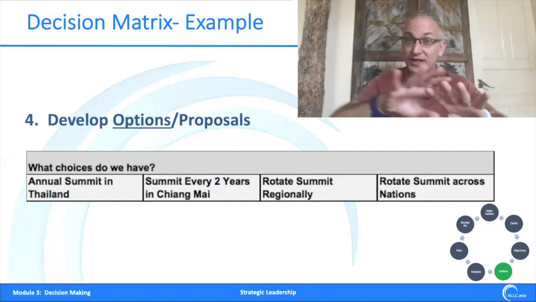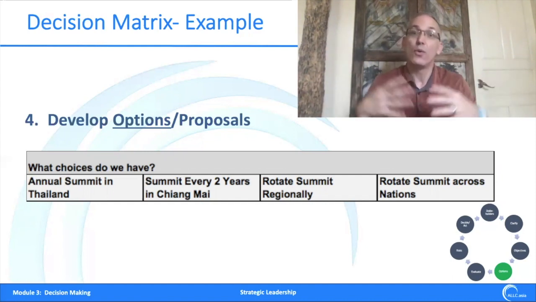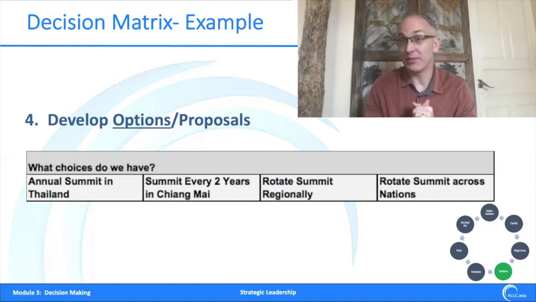We actually had more, but just to give you an idea, we started listing out our options and alternatives for where we could hold the Leadership Summit. And so you're going to want to do the same. What are your options that you can consider for your decision?